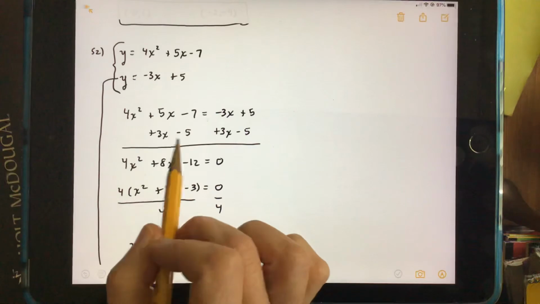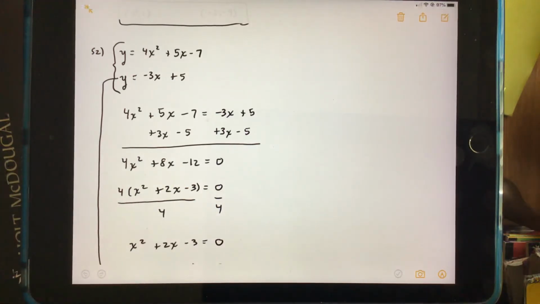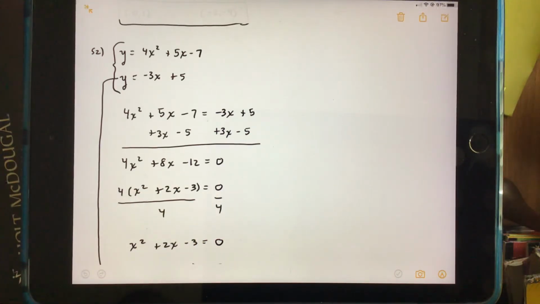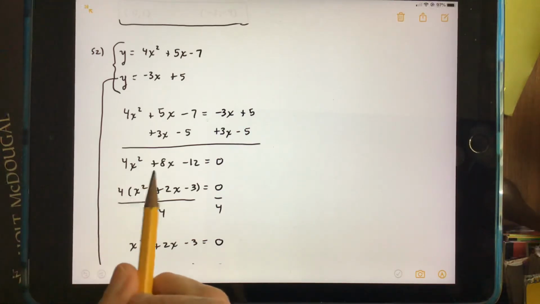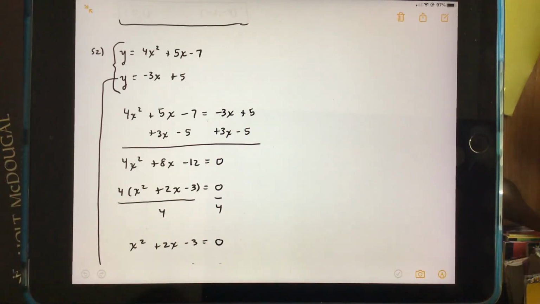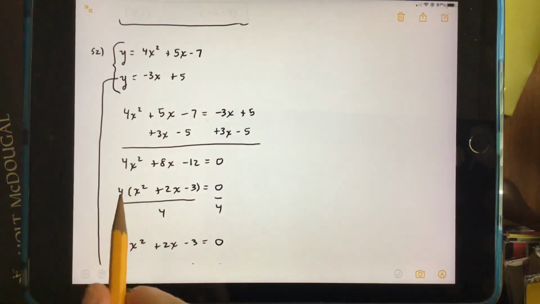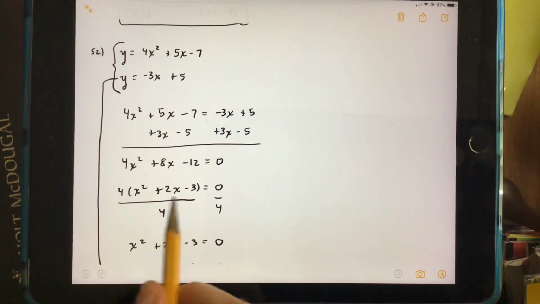Then I'm going to add 3x and subtract 5 on both sides. And the result I will have is 4x squared plus 8x minus 12 equals 0. So this again is a quadratic equation. I am going to be using factoring to solve this quadratic equation. The first thing I'm going to notice is I can factor out the greatest common factor of 4. So I'm going to rewrite my equation as 4 times x squared plus 2x minus 3 equals 0, because 4 times x squared is 4x squared, 4 times 2x is 8x, 4 times negative 3 is negative 12.